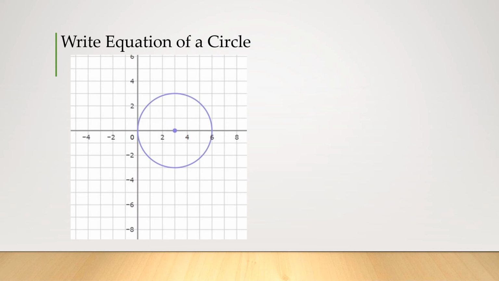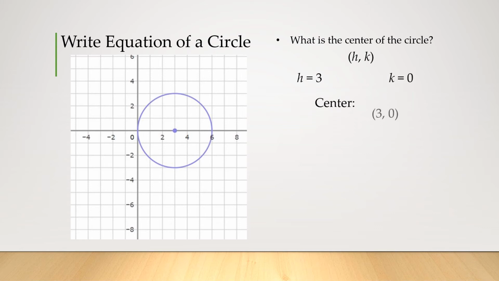Sometimes the center of this circle is going to be on the x-axis. In this case, we want to find the center of the circle. So for the center of the circle, we need to look for h comma k. And in this case, h is the x-coordinate, which is 3, and k is the y-coordinate, which is 0. So the center of this circle is 3, 0.